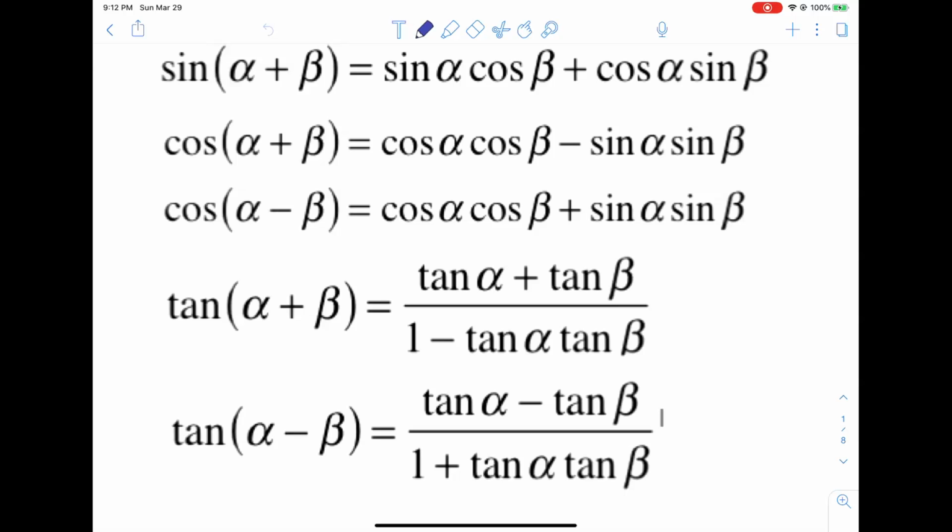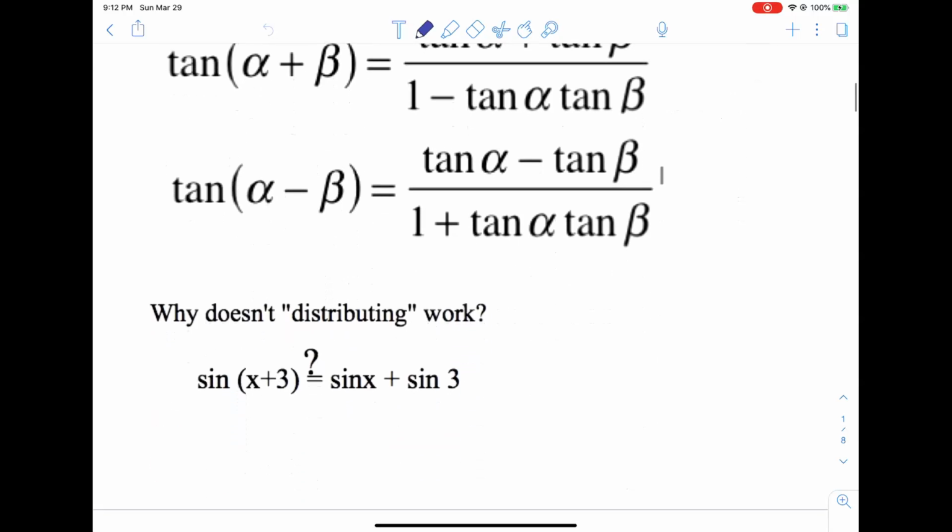All right, let's go ahead and get the first example here. Well, first of all, I have a little statement down here. Why doesn't distributing work, in air quotes? You know that these two things are not nearly the same thing, right? This is a phase shift of 3, where this is actually a vertical shift of 3. So there's no way that you can distribute a sine. That doesn't work in trigonometry.